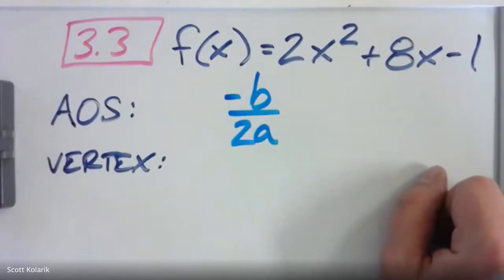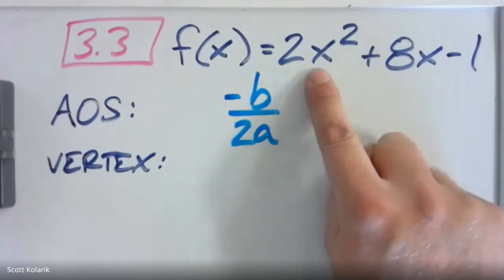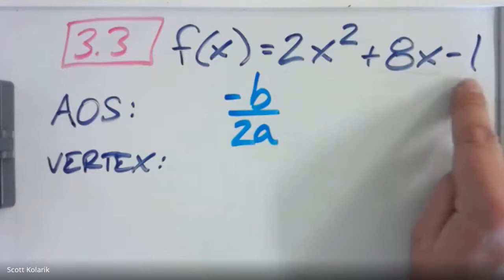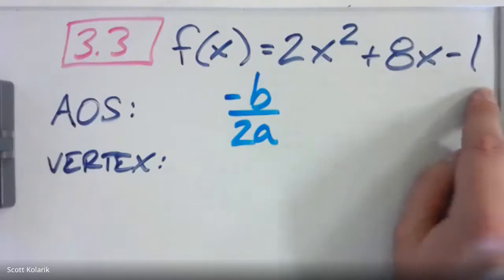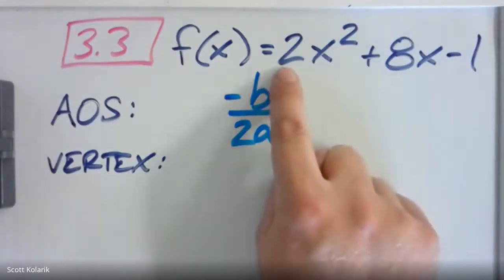We're obviously not there yet in our cheat sheet, but a is going to be the coefficient, the value, the number that's multiplied by x squared. b is the coefficient that multiplies by x. And c is going to be the one that has no x at all. It's going to be just the solo number. We don't need c for this calculation. But b is going to be this positive 8. a is going to be this positive 2.